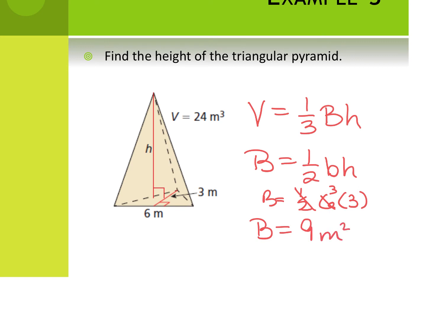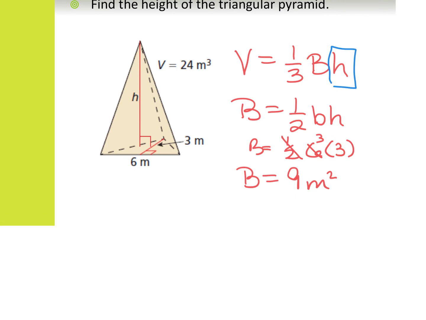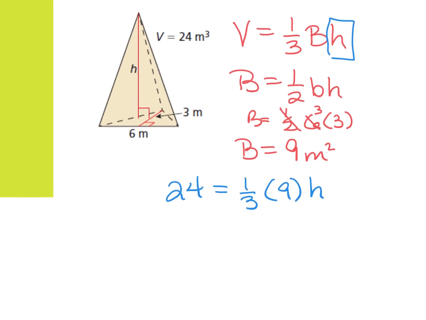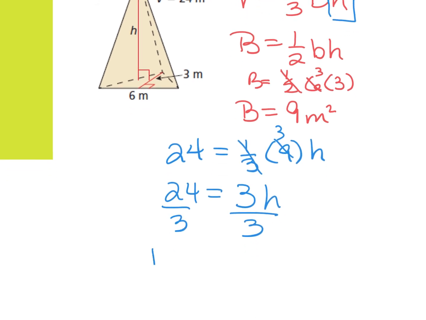Now again, we're solving for h. So now let's go ahead and put in our volume. It was 24. We just found the base area to be 9, and I don't know the height. Again, I can do 1/3 of 9, and that gives me 3. And now I have 24 equals 3h. Divide by 3, and the height is 8.